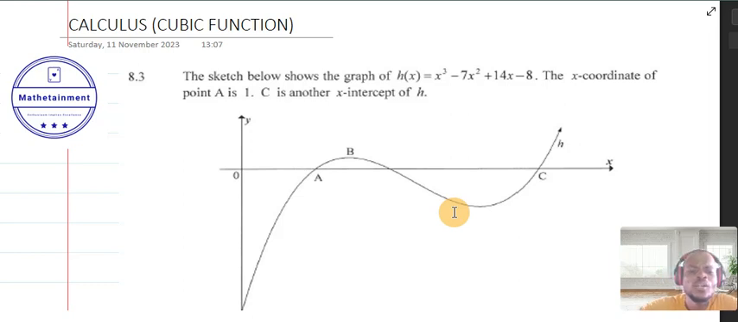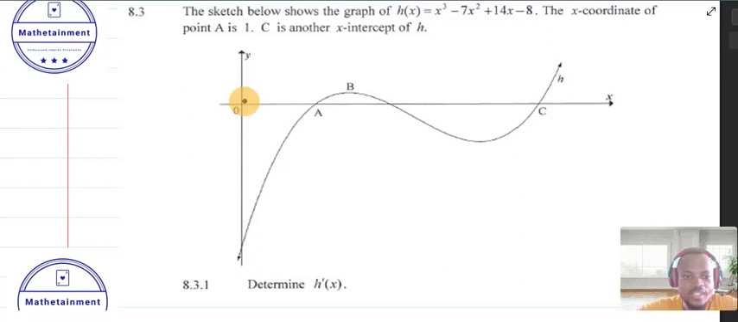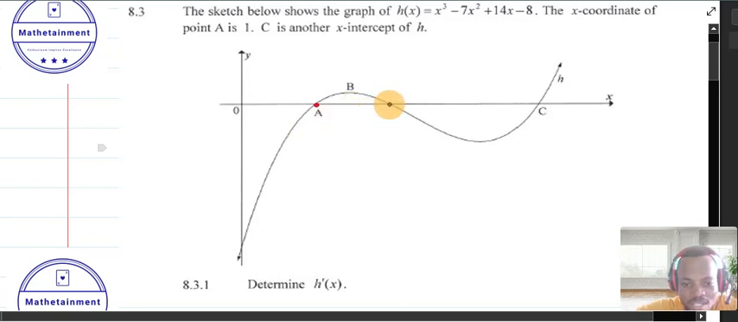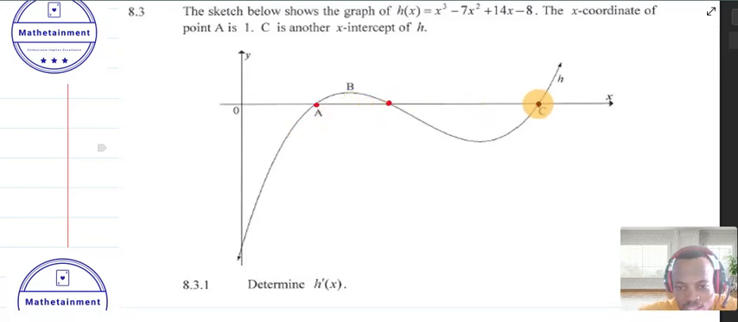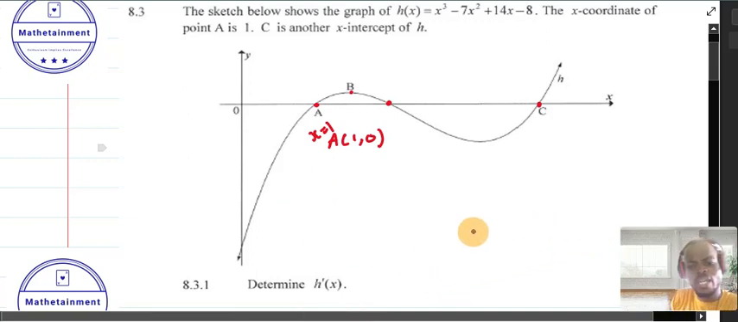So this is a sketch that is given to us. Here's the sketch. We see here that we have A, and we know that A is the x-intercept, and here's another x-intercept, and here's the third x-intercept. We see that B is our turning point, and here we know that x is equal to 1. Since this is the x-intercept, the point A can be written as (1, 0). This is just a breakup of the information given to us. There is nothing new.